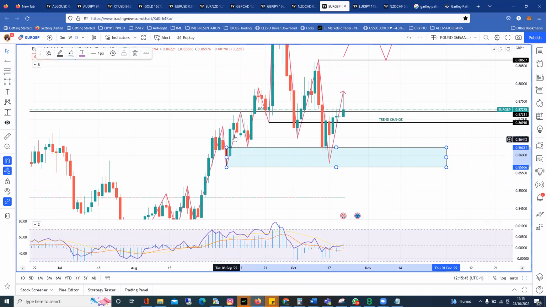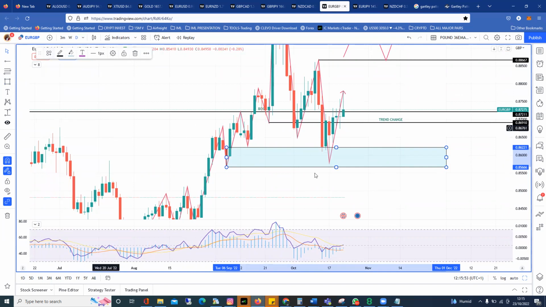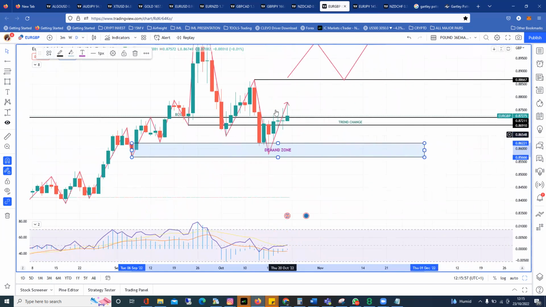And it's a daily order block. We've come back significantly into it. It's a demand level. So that demand zone will be suffering from a supply zone, which is probably above here, in this area at the same time as well.